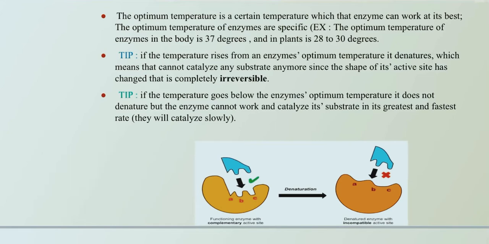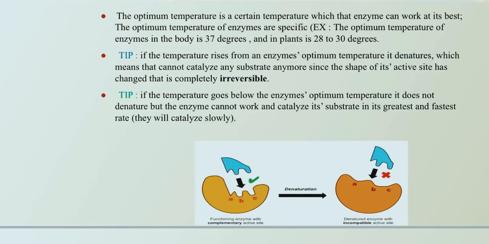The optimum temperature is a certain temperature at which that enzyme can work at its best, or let's say at its greatest and fastest rates. The optimum temperature of enzymes is specific. That means it is different for each enzyme. For example, the optimum temperature of the enzymes in our body is 37 degrees, and in plants it is approximately 28 to 30 degrees.